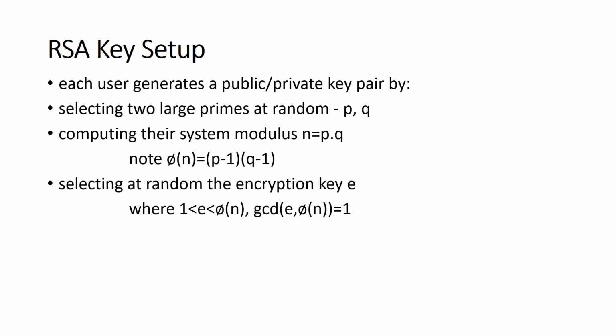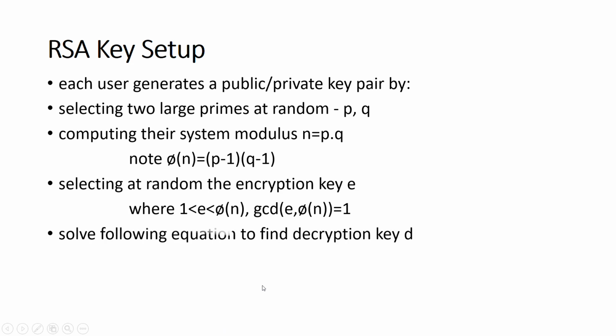Phi of n we have already found. So here we choose a number such that the GCD is 1. We try 1, 2, 3, 4, 5, 6 and so on, and for each number we find its GCD with phi of n.